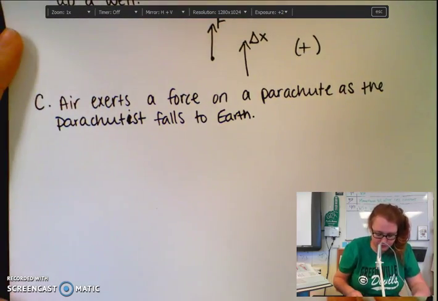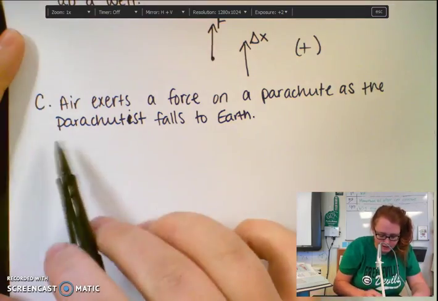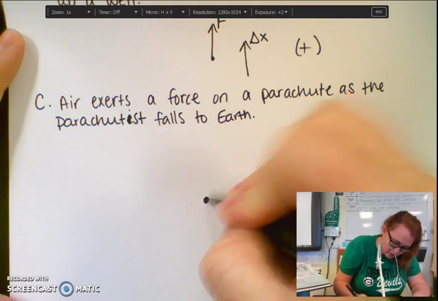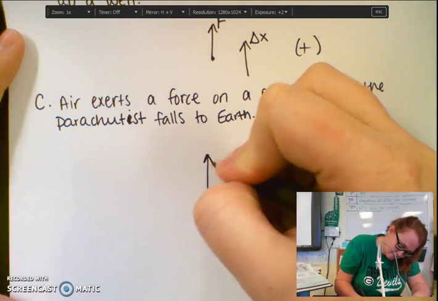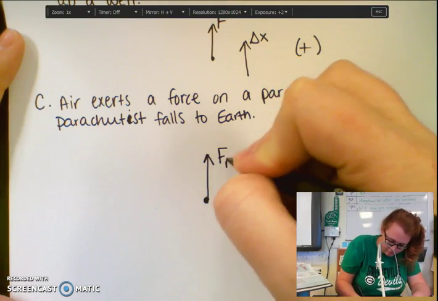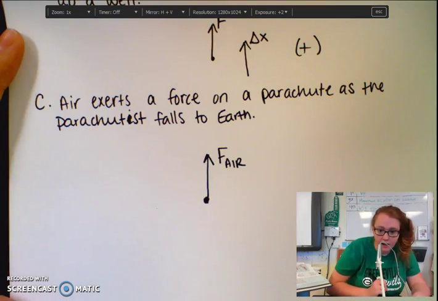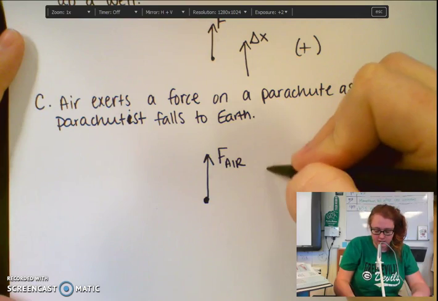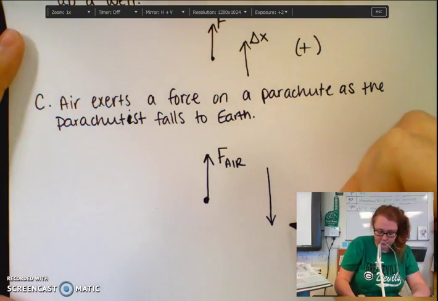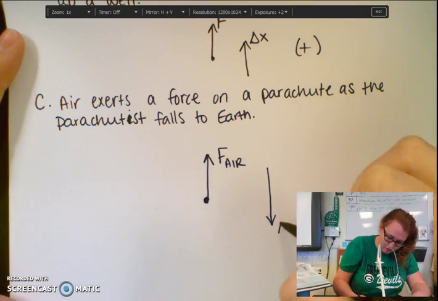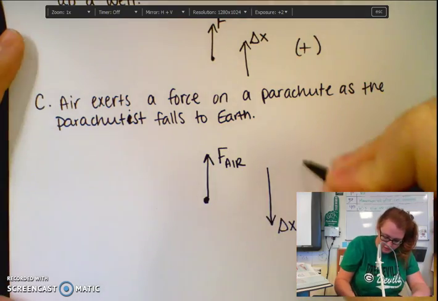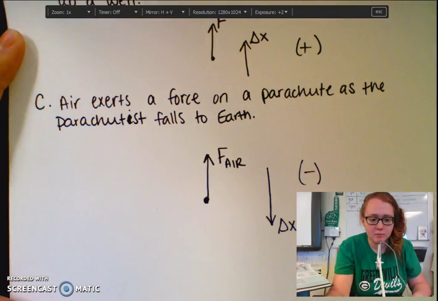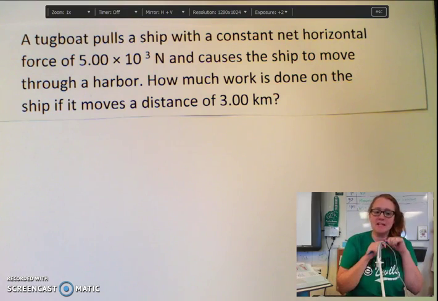C, air exerts a force on a parachute as the diver, parachutist, whatever, falls to earth. So the force of the air is up against the parachute. However, the displacement of the diver is down. Those are opposite directions, so we have negative work. So pretty simple.